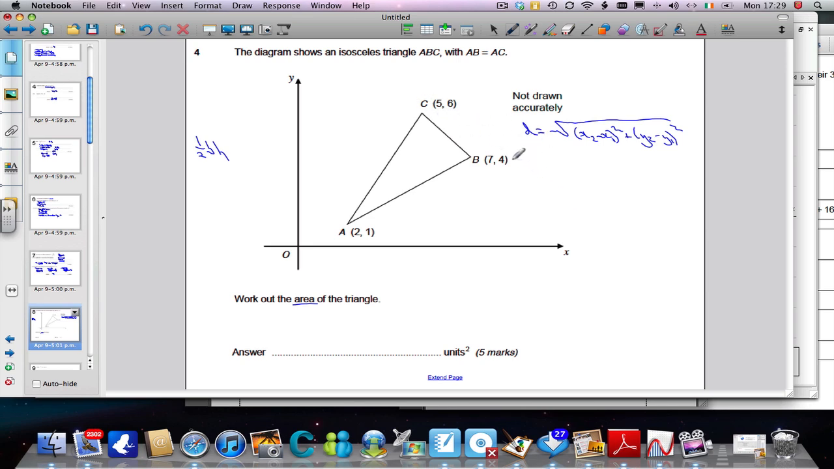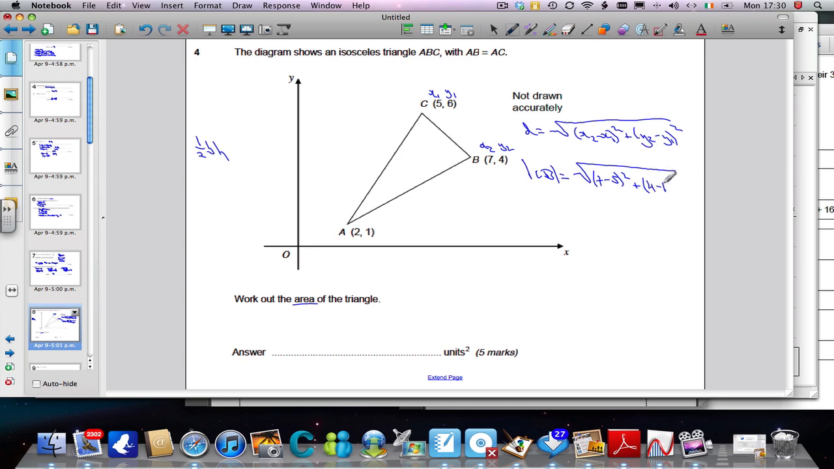So let's work out the distance CB, which is going to be equal to, I'm going to let this be x2 and this be x1. This will be y2, this will be y1. Now it doesn't matter which way you put these because we're going to square our answer. That will get rid of any problems we may have with negative signs. So let me see, x2 is 7, so you get 7 take away 5 to be squared, plus 4 take away 6 to be squared.